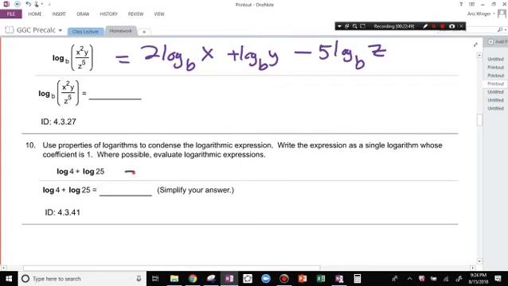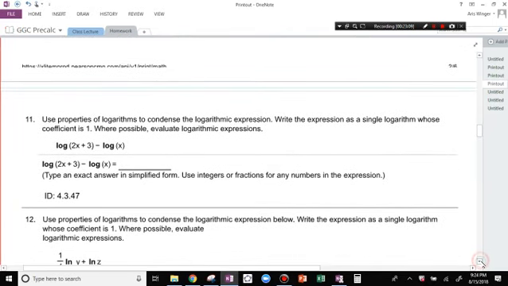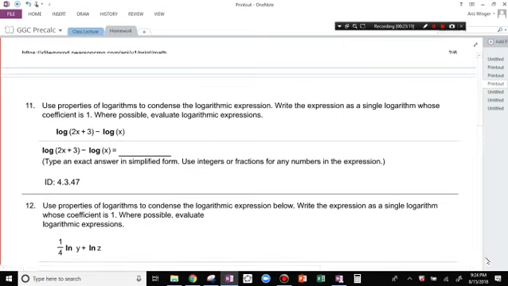Two. Log of 4 times 25. Log of 100. 2. It's the power you raise 10 to get 100. Write as 1 log, dividing. This is the log of 2x plus 3 over x.